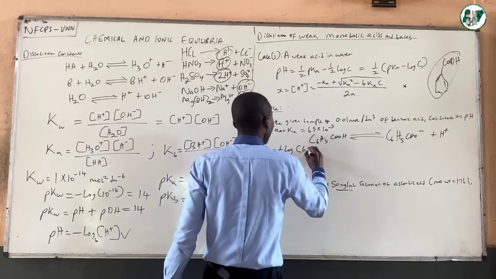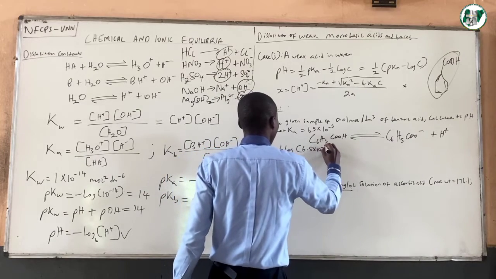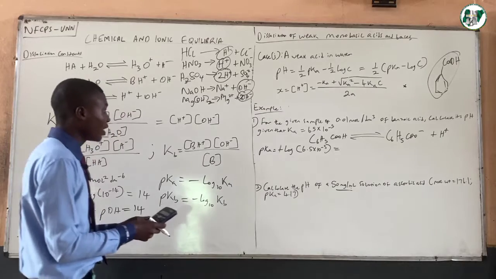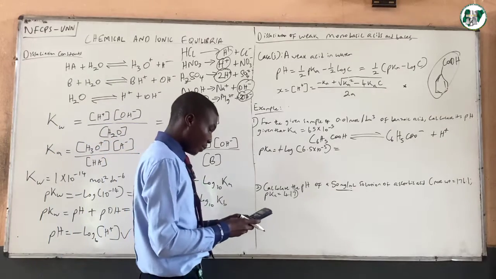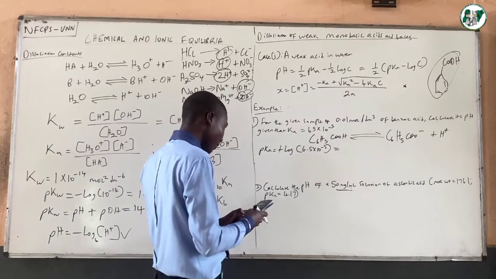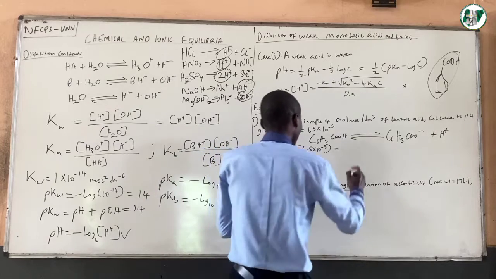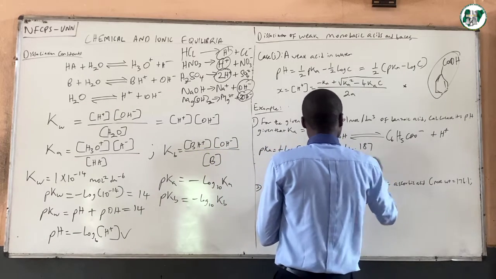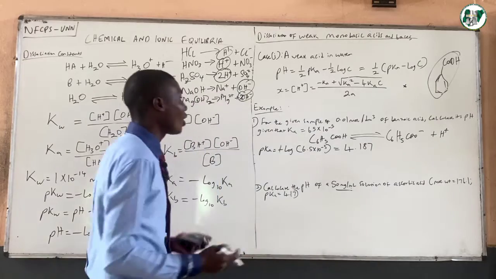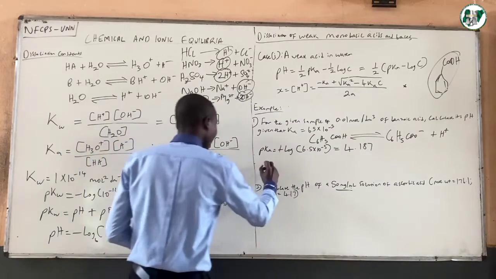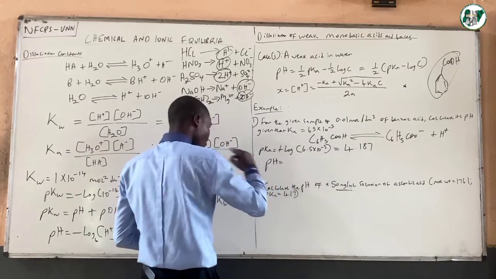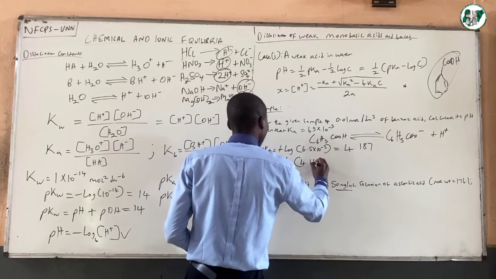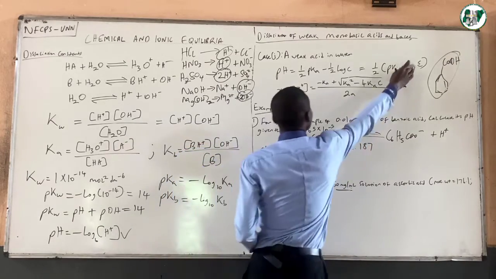What's our Ka? 6.5 times 10 to the power of minus 5. So you get a scientific calculator and then you do the calculation. Negative logarithm of 6.5 times 10 to the power of minus 5 is equal to 4.187. So this is our pKa. Can we calculate for our pH now? Yes, we can do that. Our pH is equal to 1 over 2 pKa, which is 4.187, minus log C.